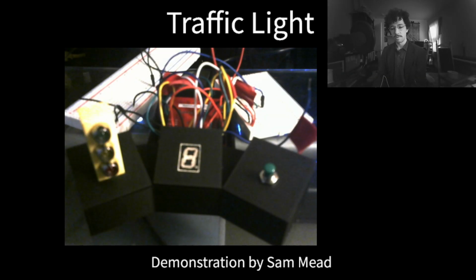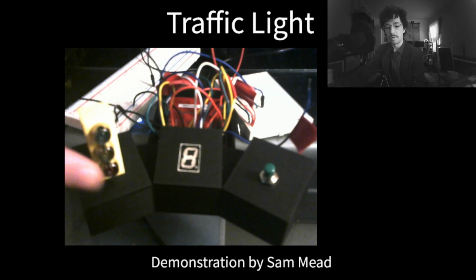In front of you, you'll see the enclosure I built for the project. On the left side, we do have the traffic light, which is just a little 3D printed unit that I made with the green, yellow, and red. And that is on port F, pins 1, 2, and 3. In the middle, we have the 7-segment display, which is on port B. That's taking up the majority of port B.